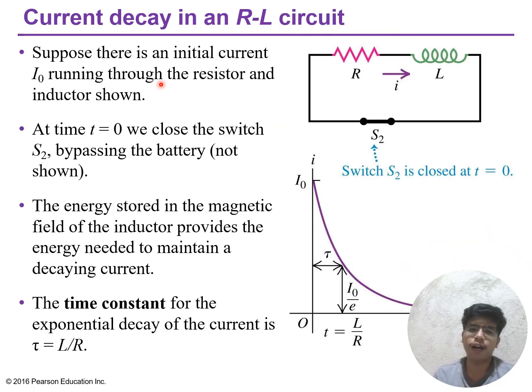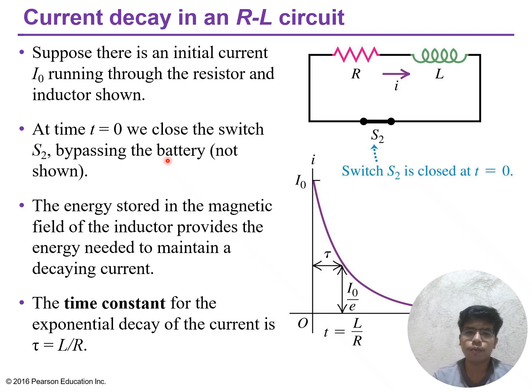For the current decay in an RL circuit, in the setup the battery creates an initial I naught flowing through resistor R and inductor L, which has built up a magnetic field storing energy. At t equals 0, S sub 2 closes to bypass the battery, removing the voltage source and leaving only the R and L in a loop. No battery means the circuit wants the current to stop. But the inductor's magnetic energy keeps the current flowing, slowly decaying through the resistor.